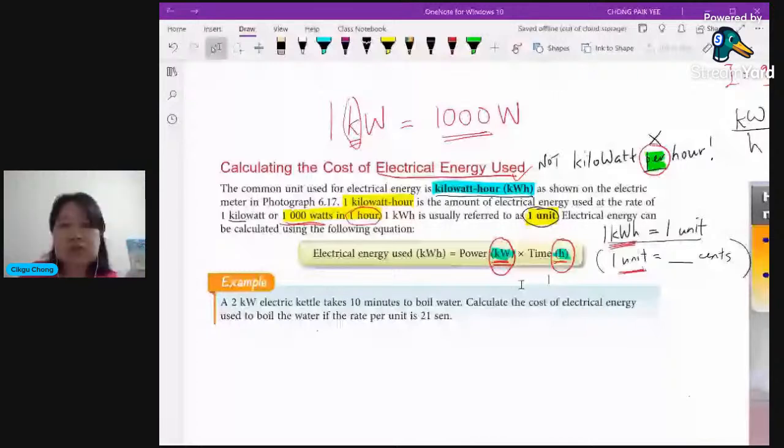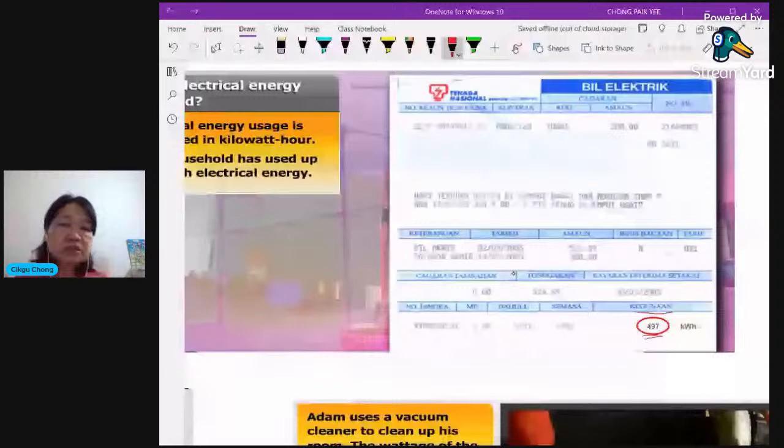Okay, before that, let's look at this bill. Every month you will get this bill. And you see the kegunaan column here, you find 479 kilowatt hour. Now, this is the unit. That month covers from the first of the month to the 31st, depending on what day the person comes, it cannot always be the first. Sometimes mine is the 19th of the month. So you will measure from the 19th of last month to the 18th of this month.